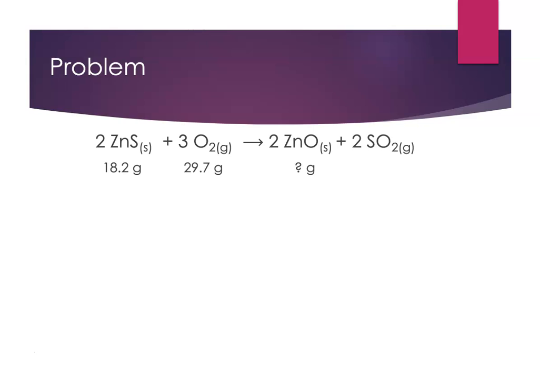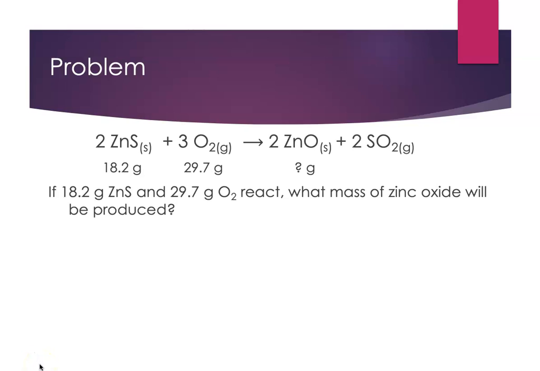We know we have 18.2 grams of zinc sulfide initially and 29.7 grams of oxygen initially. We want to know the mass of zinc oxide that will form. That's what the question asks us to do. We need to do the two calculations. What mass of zinc oxide would I get if 18.2 grams of zinc sulfide reacted completely? Let's do that calculation now.